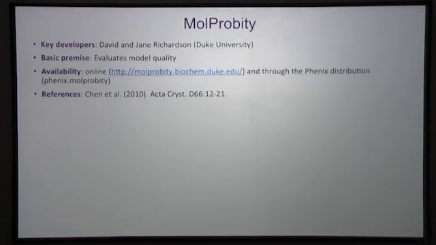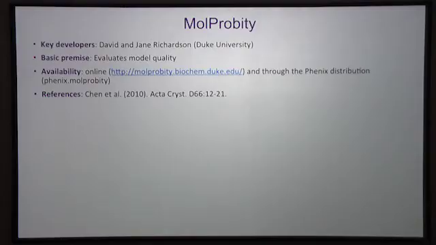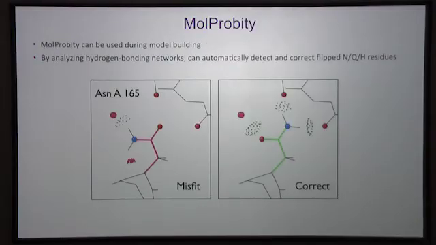But one of the standard ways in which we assess model quality is through the Molprobity package from David and Jane Richardson at Duke University. And this provides a multi-criteria check on the geometry inside your protein or nucleic acid. And it's available both online and through the Phenix package. And you shouldn't just wait until the end of model building and refinement to run this package, but you can do it as you're building.